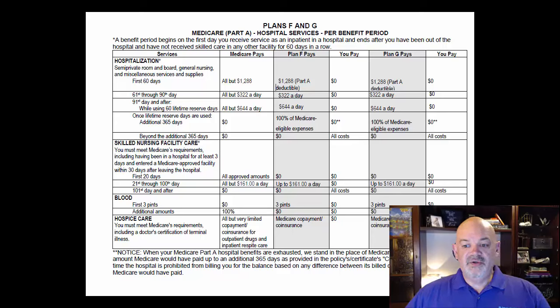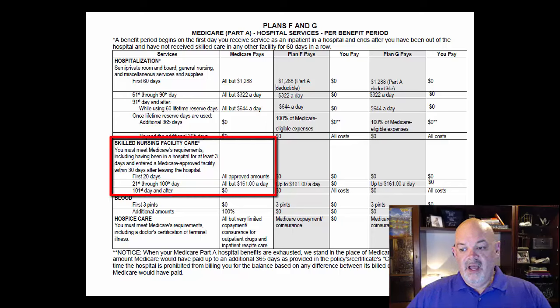But if you look down here under skilled nursing facility care, the first 20 days of skilled care, you do not pay anything. Medicare is going to pay 100% for those first 20 days. And you can see the requirements here. You have to have been in a hospital at least 3 days and entered a Medicare approved facility within 30 days after leaving the hospital. And it does have to be skilled care.